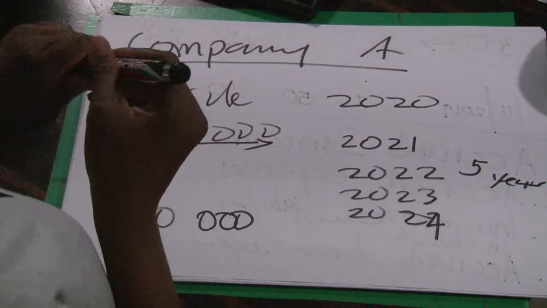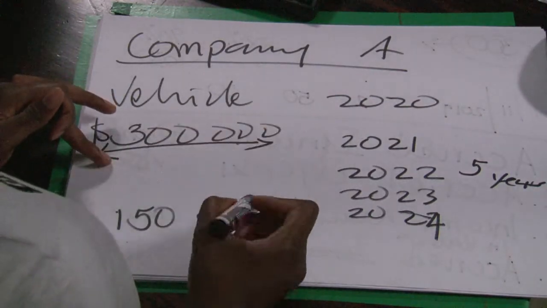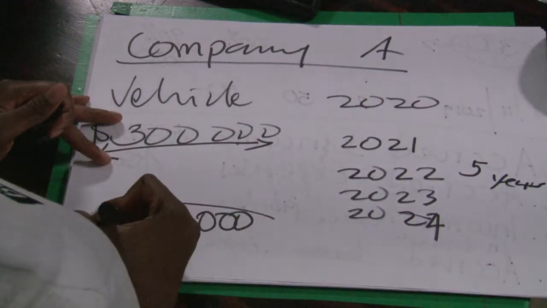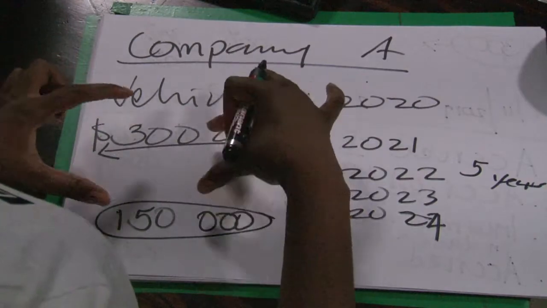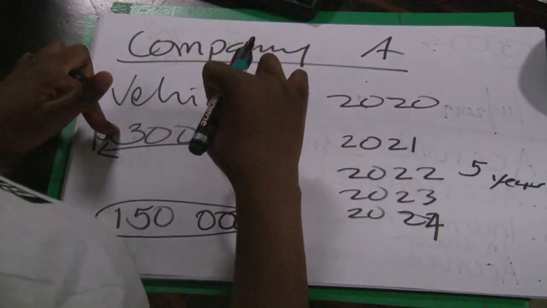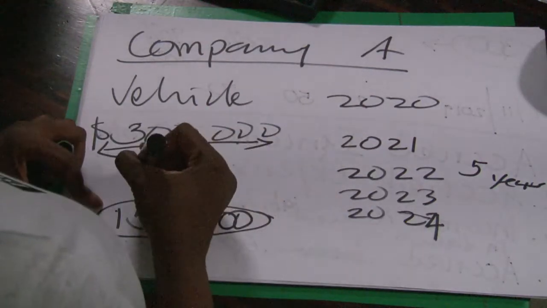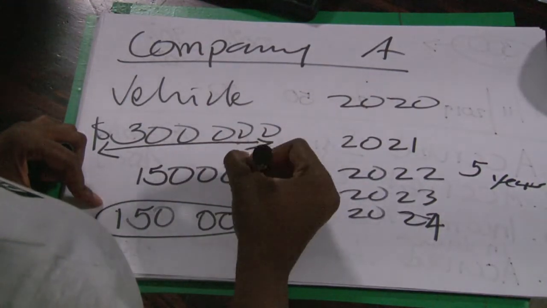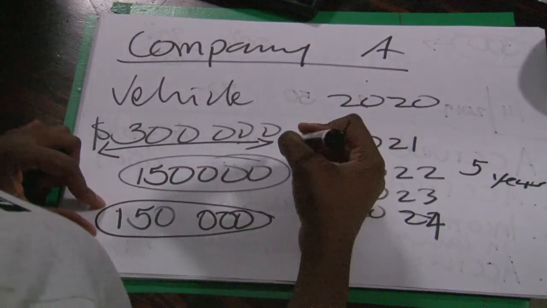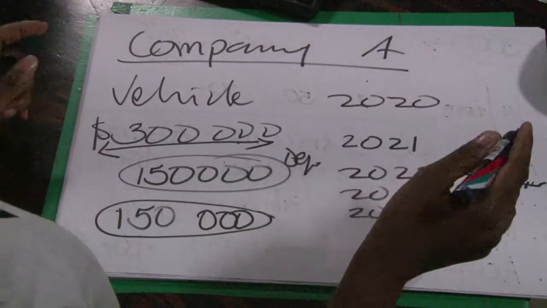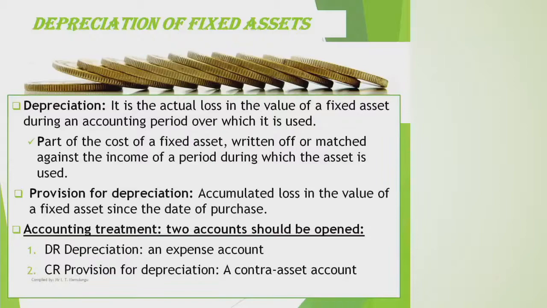So 300 in 2024, the value will be at 150. So the difference between the value at which this vehicle was bought against the final value, this is what we call depreciation. So depreciation is a loss in value. Anything that you are going to buy today, after some time it won't have the same exact value as it was bought at the beginning. So the difference is what we call depreciation.